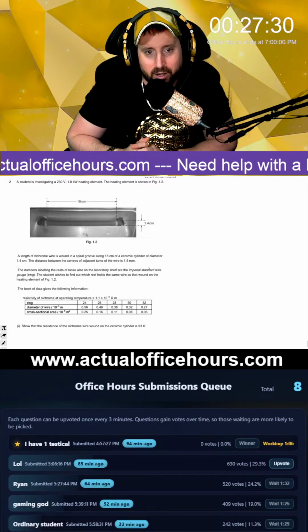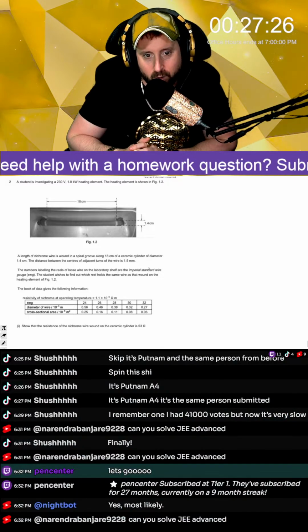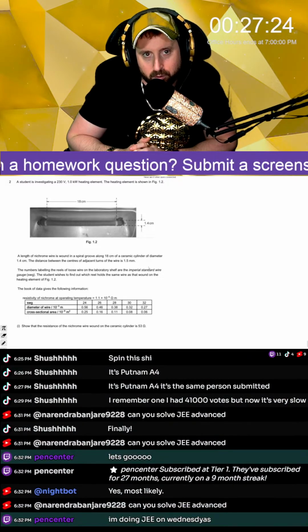Okay. There we go. A 230 volt, 1 kilowatt heating element. Great. The length of the wire is a spiral groove.